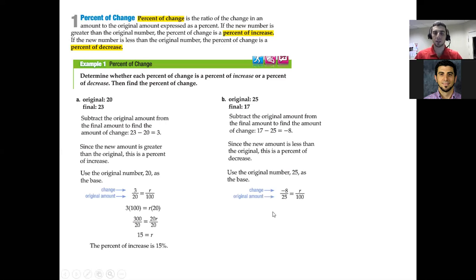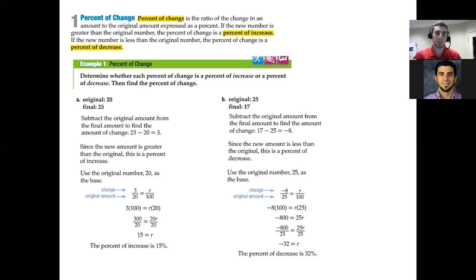You might be able to see, even without doing a cross product, that 25 goes into 100 4 times. So you're just going to multiply by a factor of 4. Multiply the -8 by a factor of 4 and you get -32. So that's a way to kind of see what we're going to get. But if you do the cross product, you'd get -800 equals 25R. Divide by 25, and you get -32 is the R. Since it's negative, it means the percent of decrease is 32%.